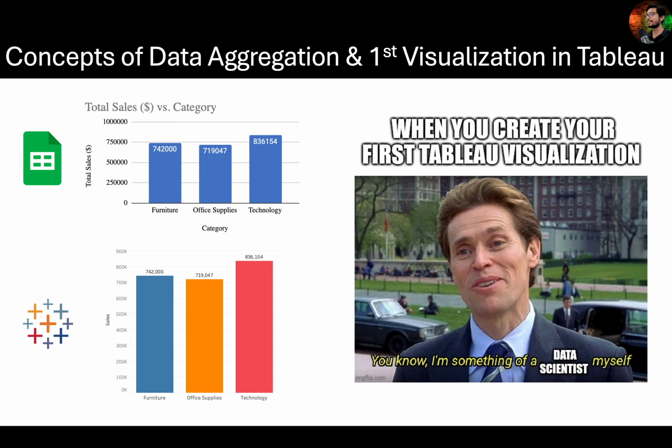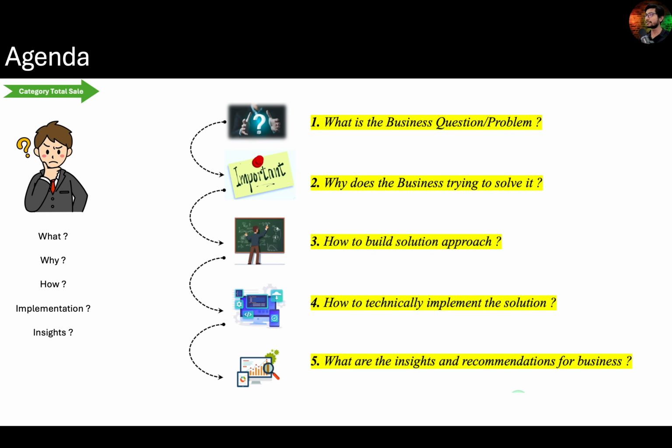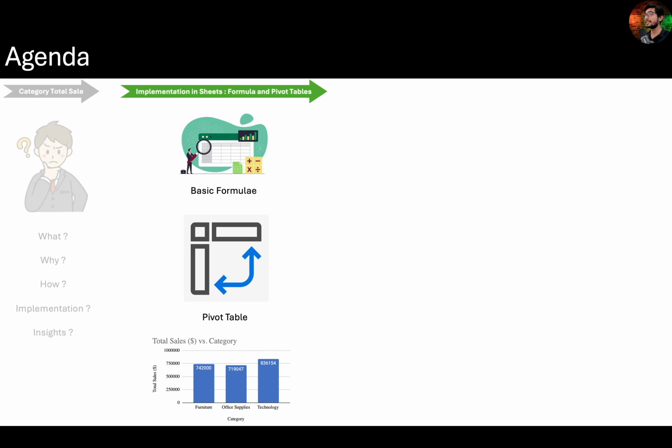Hey there, welcome to the next video in this section. Let's start by discussing the agenda first. We'll begin with a simple business question, that is, how do we calculate total sales per category? To tackle this, we will apply a 5-step framework: figuring out what's the question, basically understanding the problem, why does the business care about it, how do we approach the solution, its technical implementation in Sheets and Tableau, and finally extracting key takeaways.